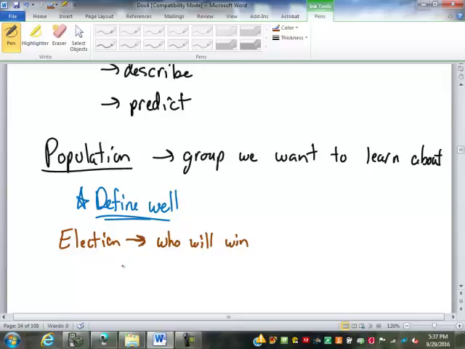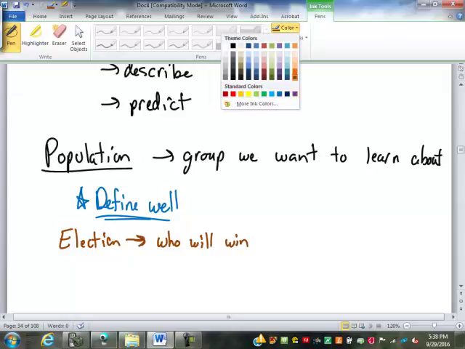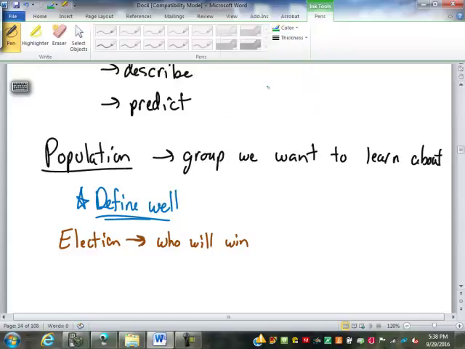So we're not concerned about the candidates. We're not concerned about the votes. We're concerned about the voters who are going to be casting that vote. Those are the people that we want to learn about in this case. But we don't want to learn about all voters in the United States. We only care about those who will vote in the next election. So the voters who are going to vote.